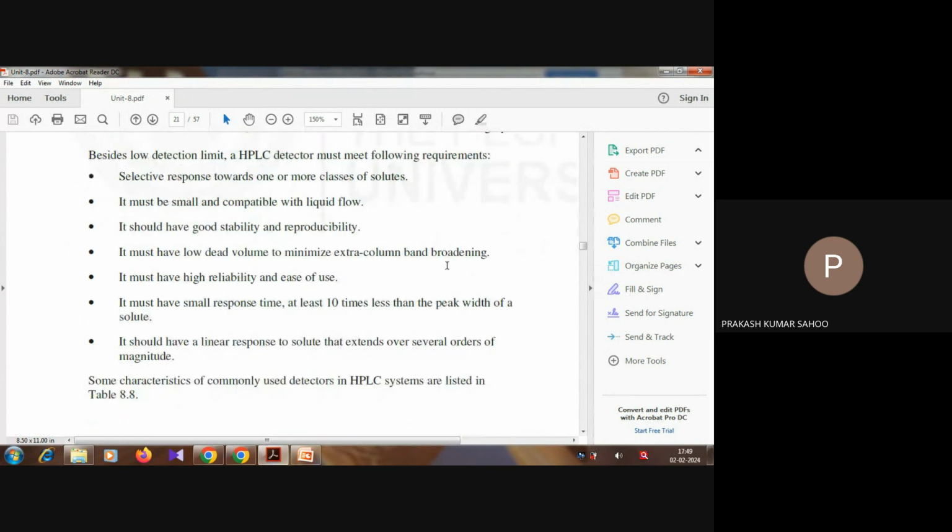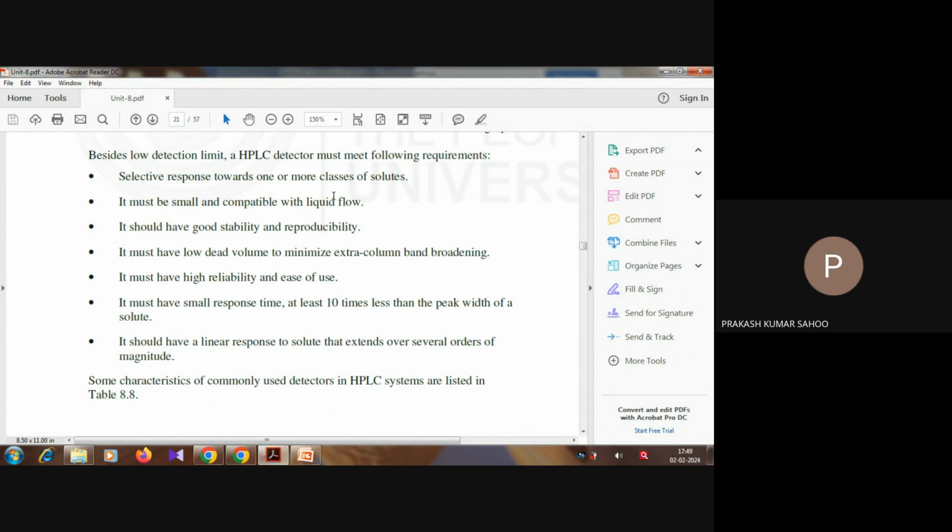conditions. Number one is a selective response towards one or more classes of solutes. That means when a mixture contains one or more classes of solute, then the detector must selectively respond. It must be small and compatible with liquid flow. It should have good stability and reproducibility. It must have low dead volume to minimize extra column band broadening. It must have high reliability and ease of use.